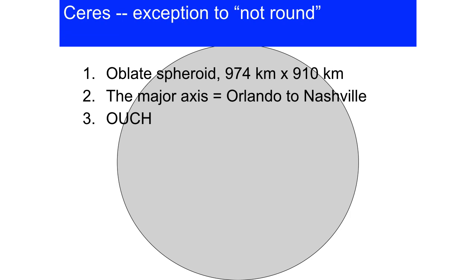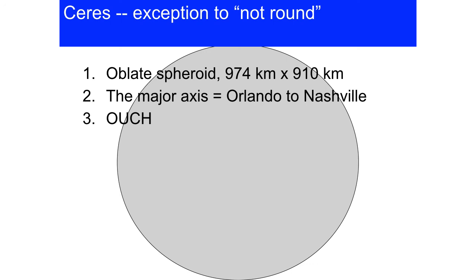Ceres, let's talk about Ceres. It's one of the few asteroids that is round. Most of them are too small to form a round shape. This one's big enough, and it's actually not quite round. It's an oblate spheroid, 974 kilometers by 910. So here's your size comparison, Seaver. The major axis for Ceres is like the distance from Orlando to Nashville, which is pretty big.